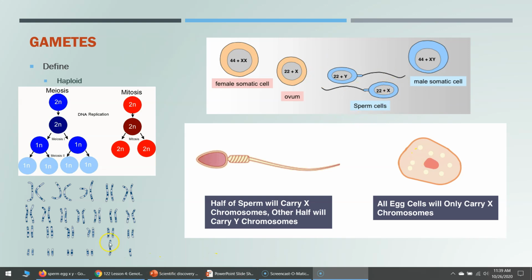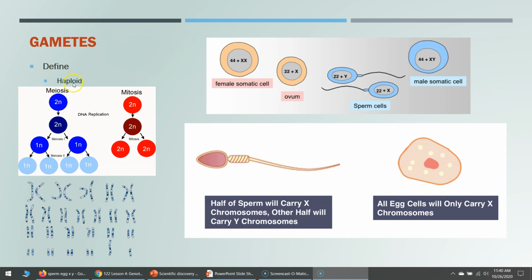So here is another representation of the X and the Y chromosome, and see how much shorter the Y is? It just doesn't have all the genes that the X has. So if we were going to take this karyotype, this has to be either from a fertilized egg or it has to be from a somatic cell, because it has all of the pairs of chromosomes.